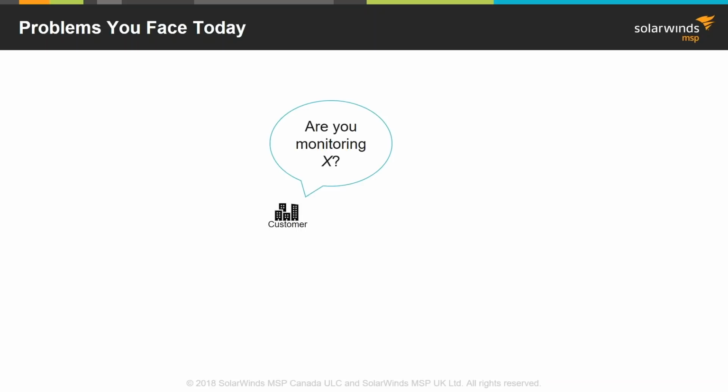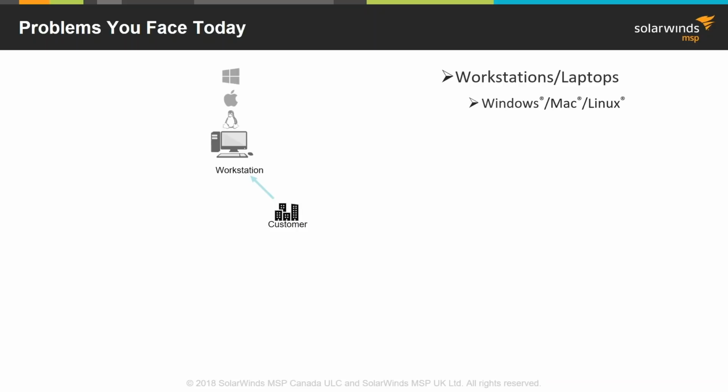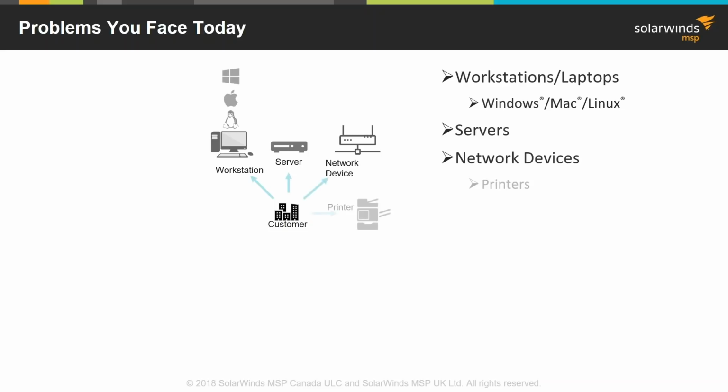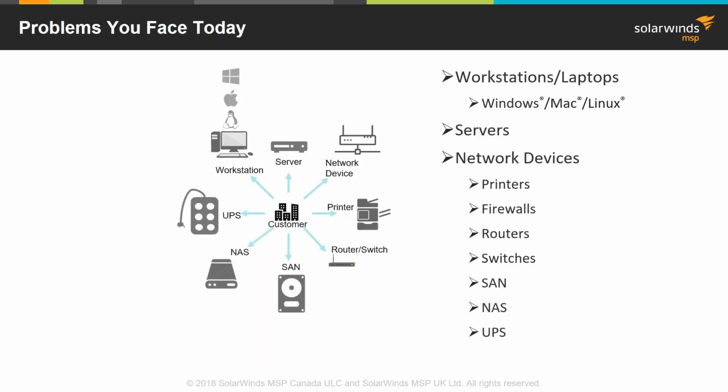We've all been asked before by customers as well, or maybe you've asked the sales reps here, are you monitoring X? These devices can be things like workstations and laptops of different operating systems. You've also got your servers, same deal. And then when you start looking at network devices, the picture gets a bit bigger. We have printers, firewalls, routers and switches, and then different types of devices that are in charge of storage, like SANs and NASs, and then also uninterruptible power supplies, UPSs. These are all devices that are connected to the network, and in this case, your customer is expecting you to manage.